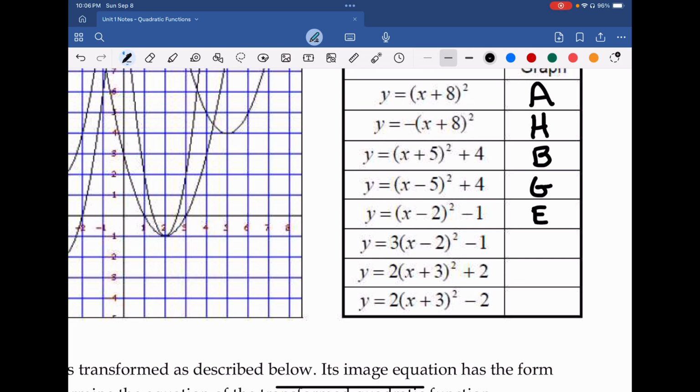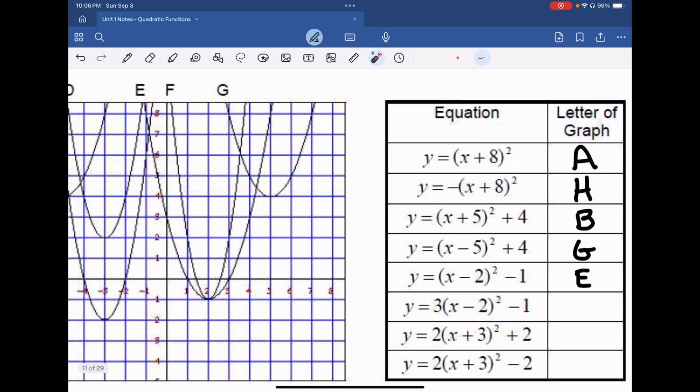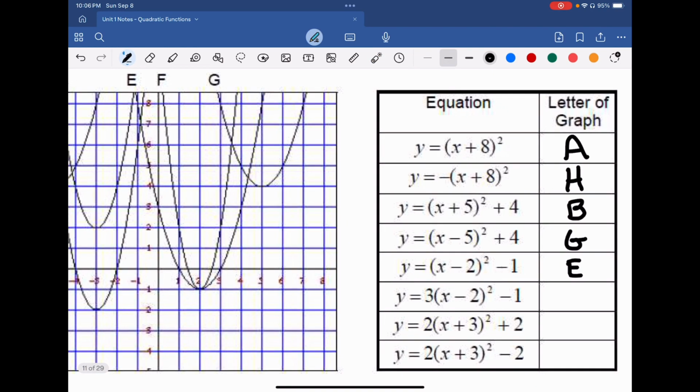Okay, we go into our next one. Well, this is an easy one because the only difference between these two is that vertical stretch. And we just said the vertical stretch will make it narrower, so therefore this would be the graph that lines up to it. We're going to say that that is F from our list here. So I'm going to go to my table and write in F. And let me try to make it as neat as possible here. There we go.